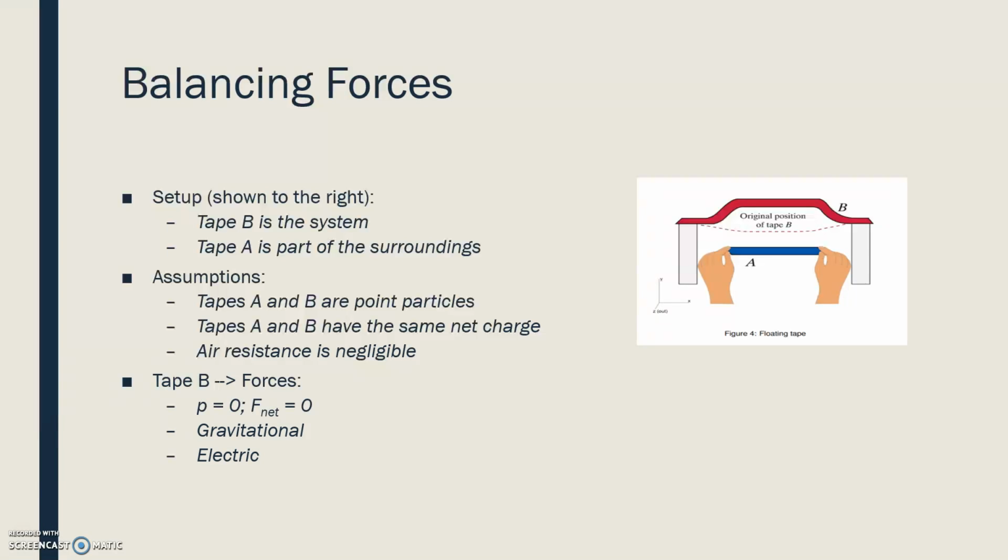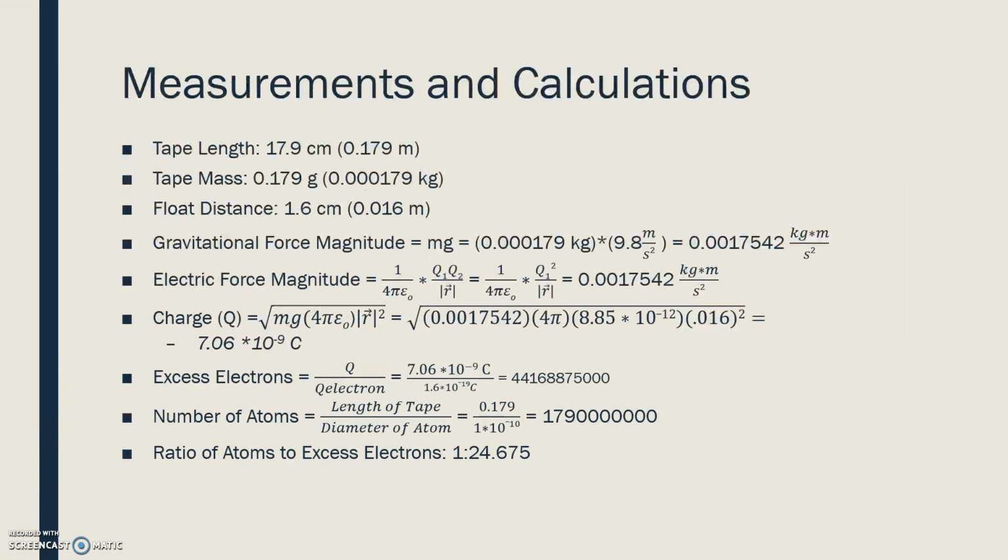From these assumptions, we must turn our attention to the system itself, stationary tape B. Since the momentum of tape B is 0, the net force of tape B must also be 0. We assume that the only two forces acting on tape B are gravitational and electric. Thus, the gravitational force and electric force must be equal.